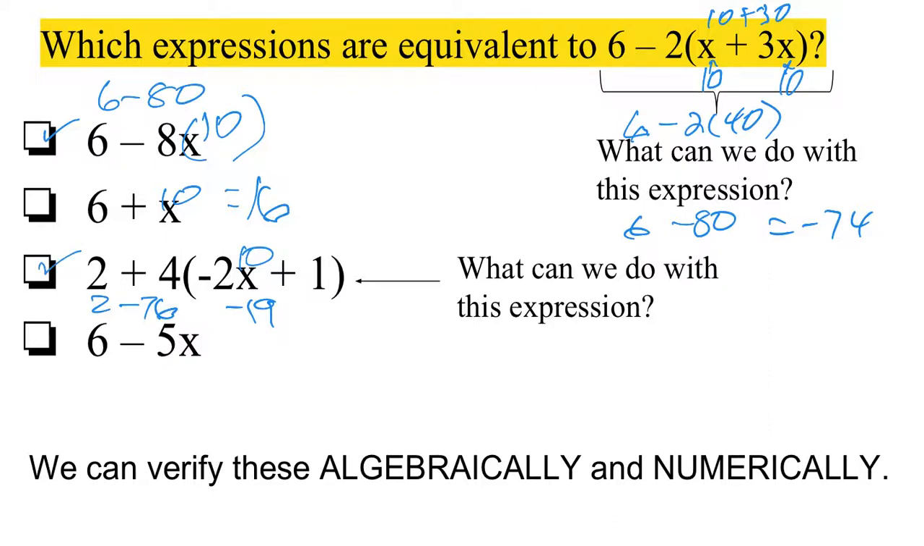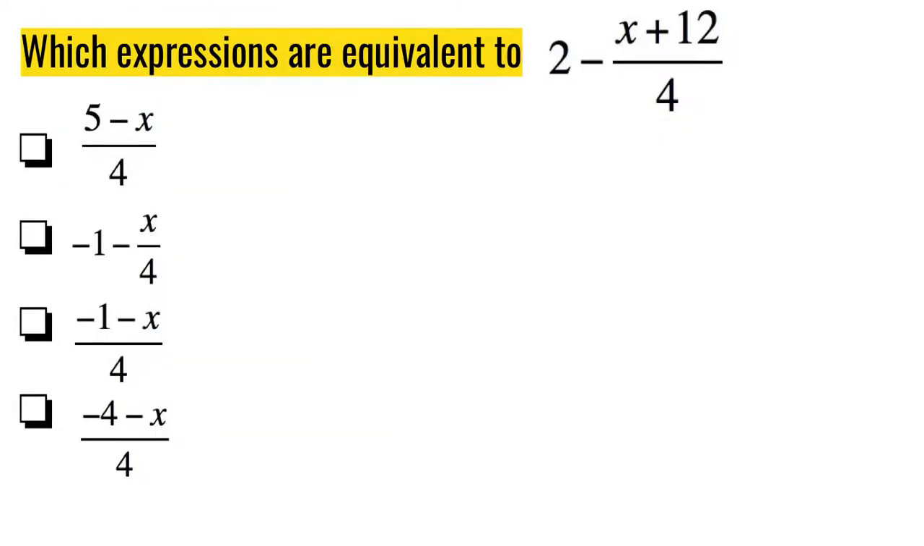And so then that would give me the negative 74. So this one would work. And then if I put 10 in here, I'd have 6 minus 50. And 6 minus 50 is negative 44. So that one doesn't work as well. So that's a numeric proof. We had previously done the algebraic proof. Here's another example of working things around and simplifying or just plugging in numbers.